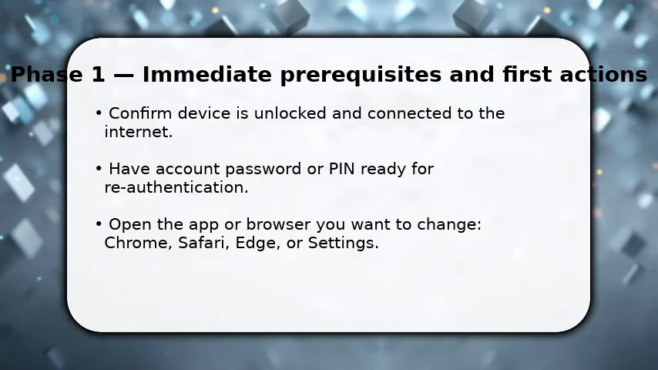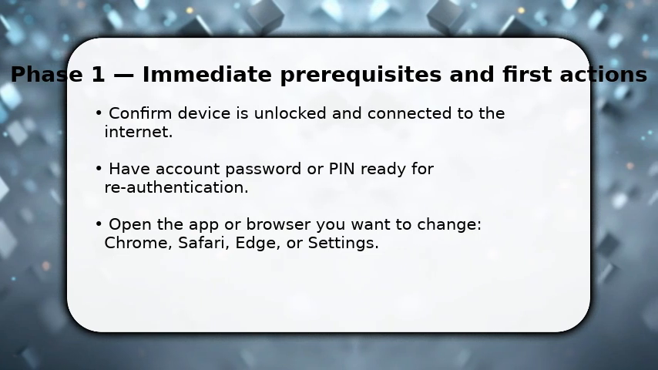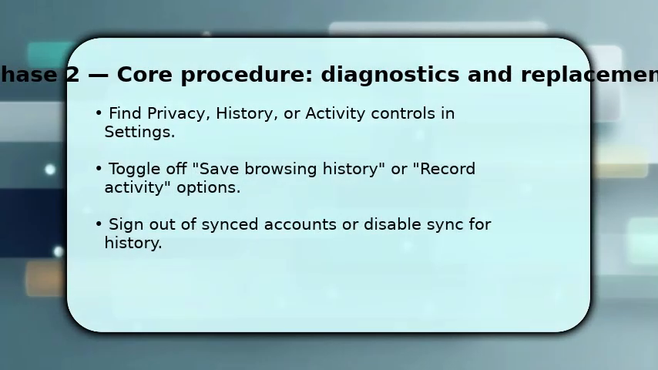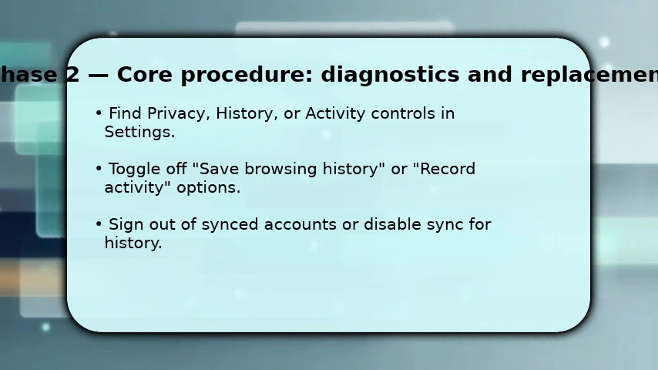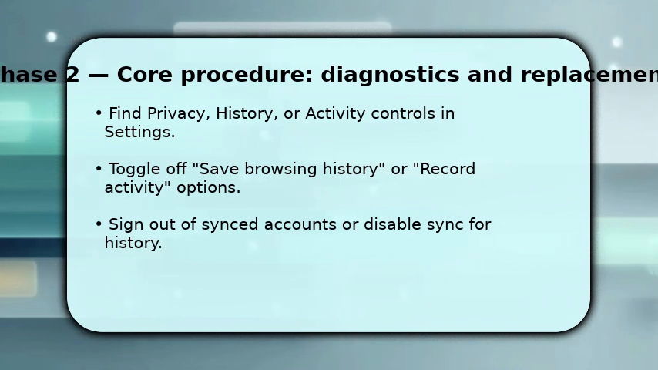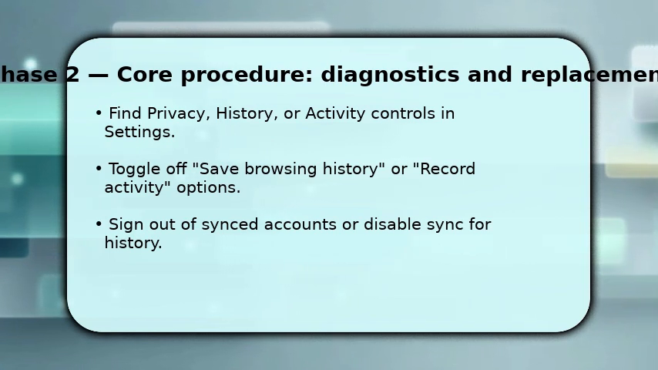Now you'll turn off the capture mechanisms. Locate privacy or history controls and toggle off options labeled Save Browsing History, Record Activity, or Web and App Activity. If your browser uses sync, disable History Sync or Sign Out because synced devices will reintroduce entries. For apps, revoke permission to access activity if present.